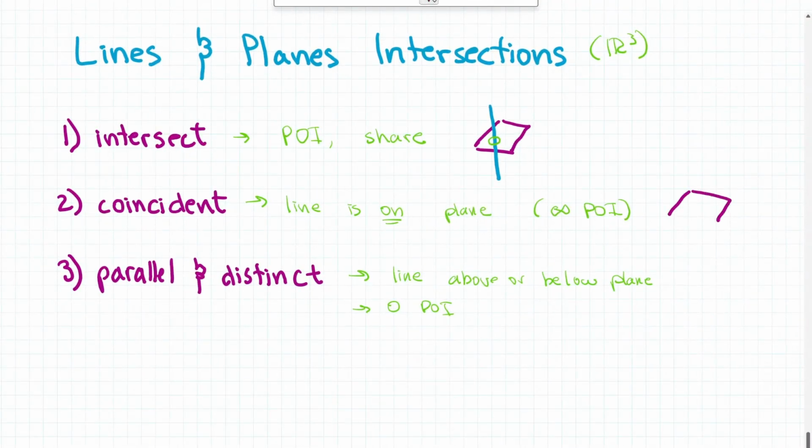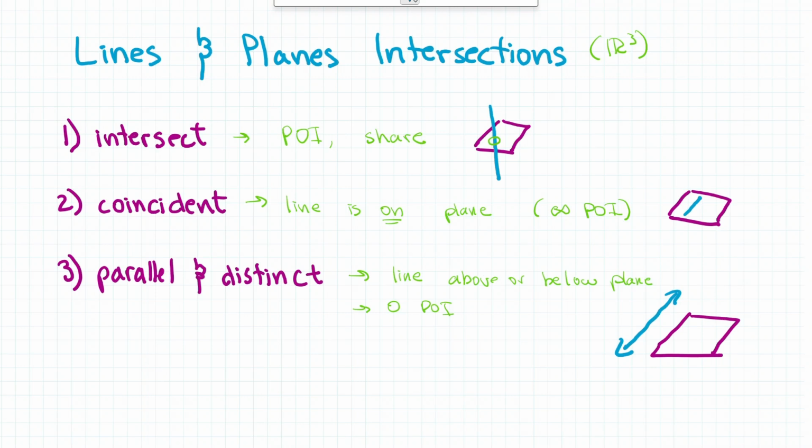When it's coincident, that means it's going to be on the plane. So if you have your plane over here, you can see that your line is going to be on your plane. So every single point, it's going to share. And then lastly, if you have your plane over here, for example, your line is going to be parallel, but it's going to be above, so that as it goes on for infinity, it's never actually going to cross through the plane.